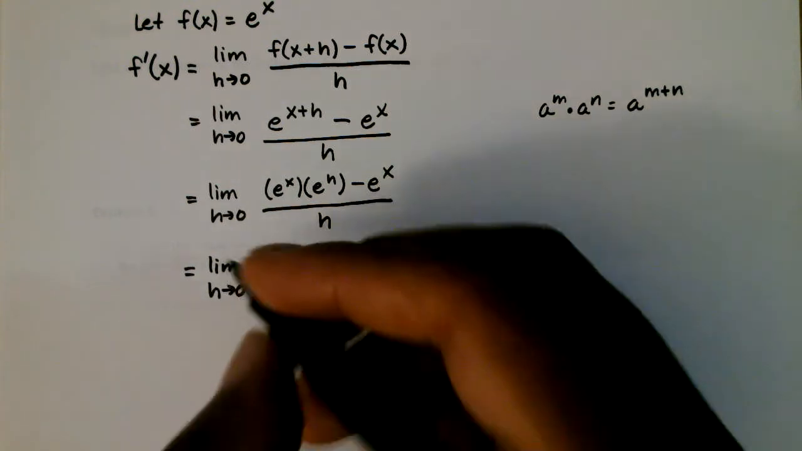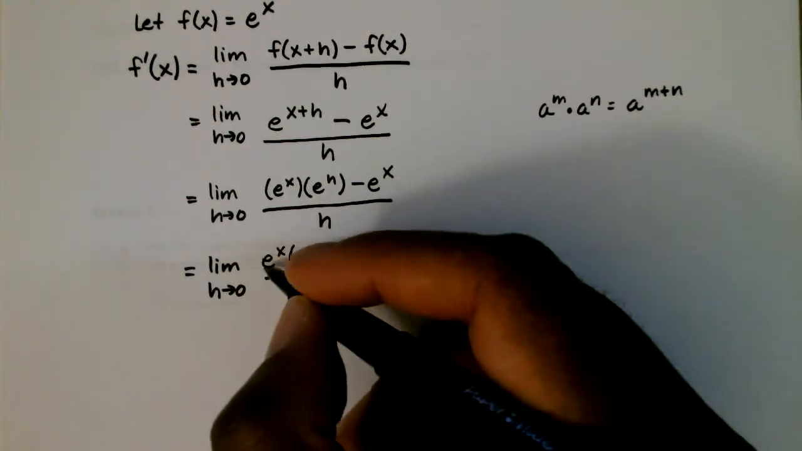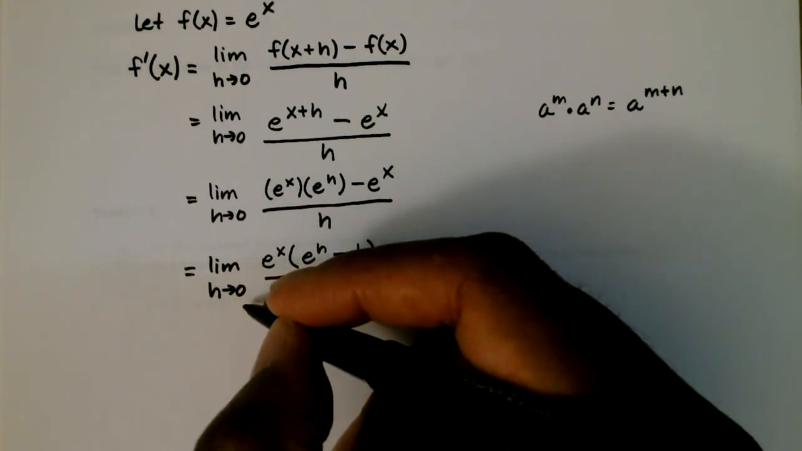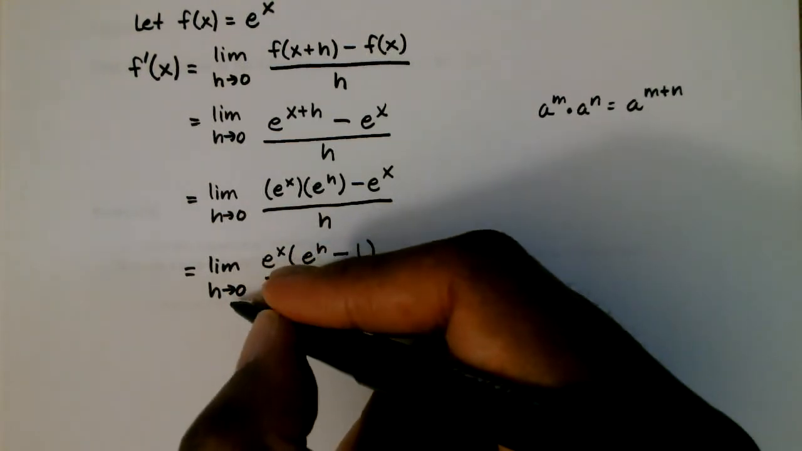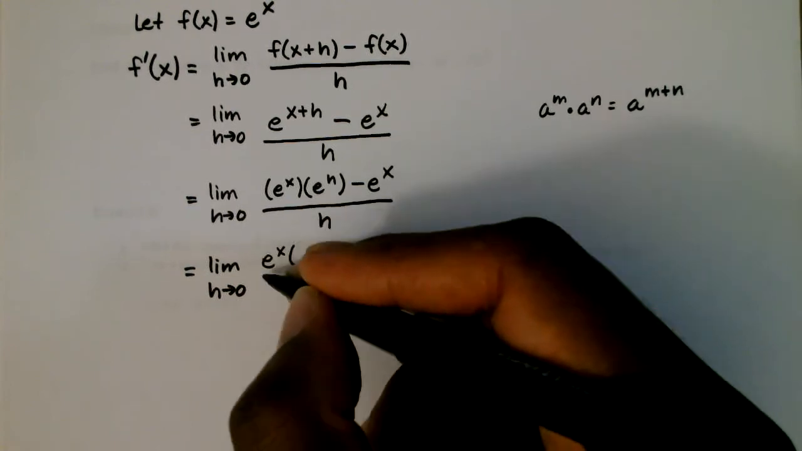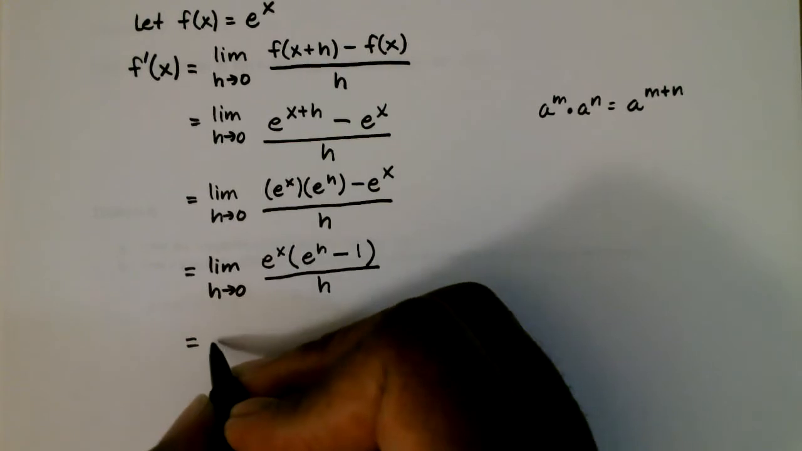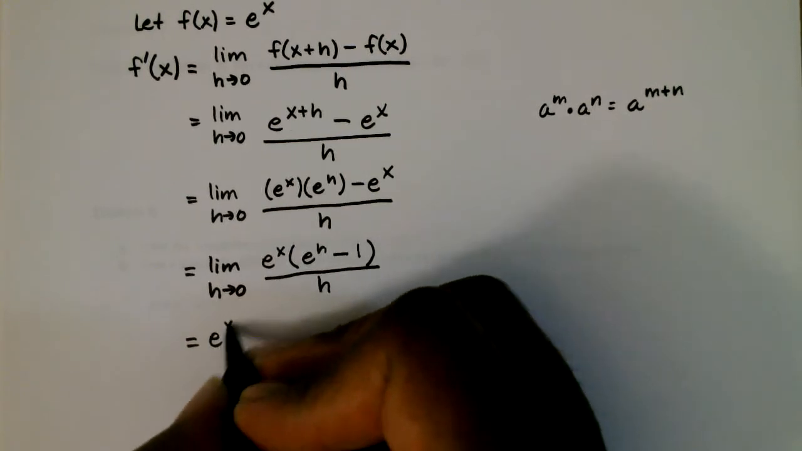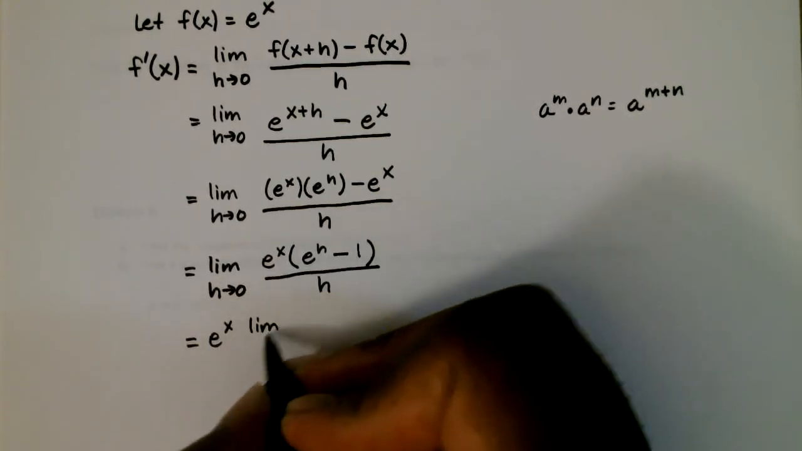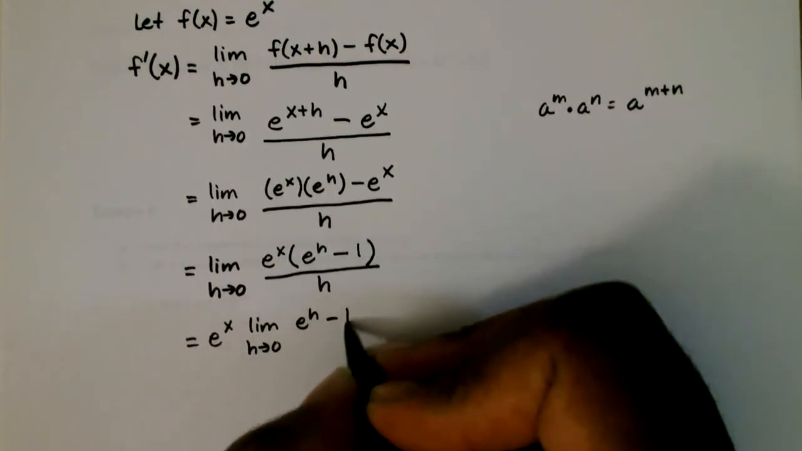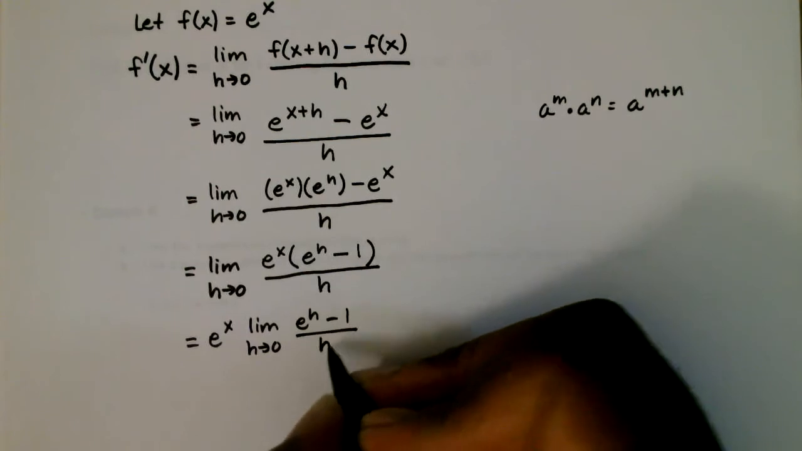Okay. Now that e to the x is a constant, it's being treated as a constant because I'm letting h approach 0, not x. H is being approached to 0. So this will be treated as a constant. So this e to the x can go on the outside of the limit as h approaches 0 of e to the h minus 1, all divided by h.